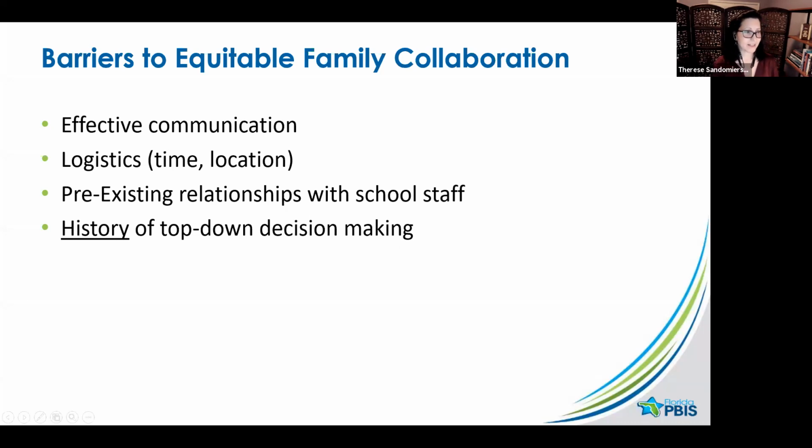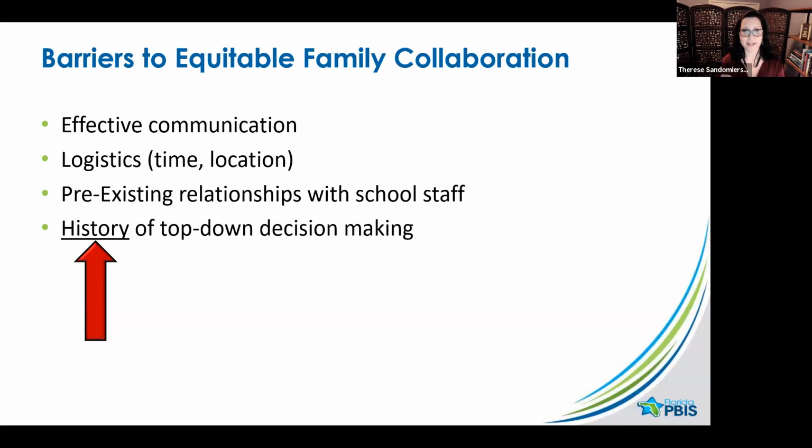And then another piece is that a lot of families, and I would say probably the vast majority, if not all families, if you think about this in behavioral terms, have a history of top-down decision making when it comes to having a say in what goes on at the school. Usually it's the school that picks the curriculum, that decides on instruction, that makes decisions about discipline infractions and what types of consequences to use. So families don't have a history of having a voice in what the school is doing for family collaboration, or in Tier 1 PBIS, excuse me.